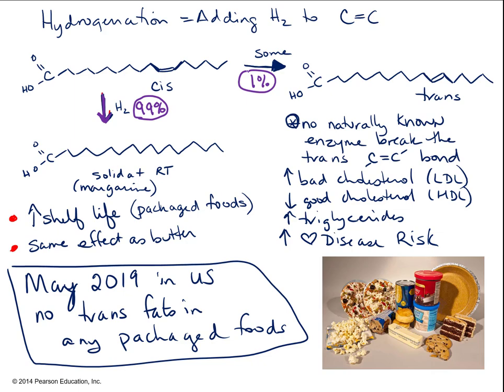So then they started doing more studies about, well, what are these trans double bonds? There is no naturally known enzyme that can break a trans double bond. So if you're ingesting food that contains a trans fat, when you go to break this down and you get to that double bond, it stops. Because there's no enzyme. Remember how enzyme shapes are very specific? Enzymes that break cis bonds cannot break trans.